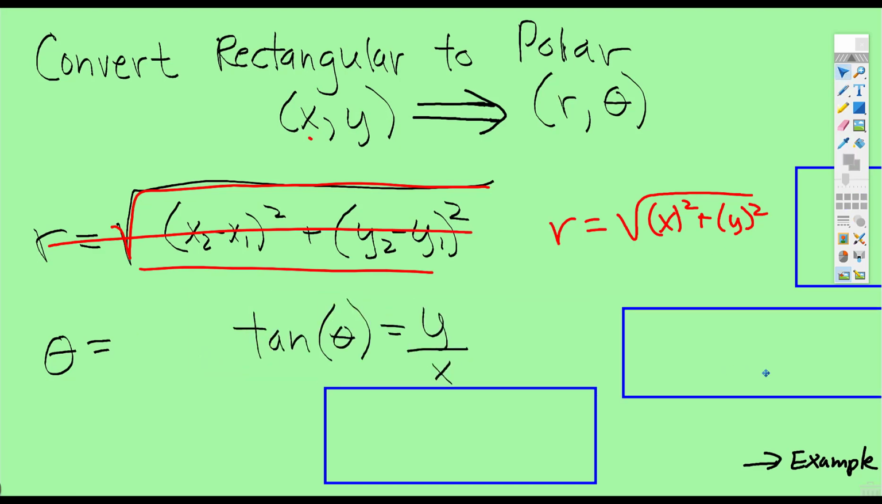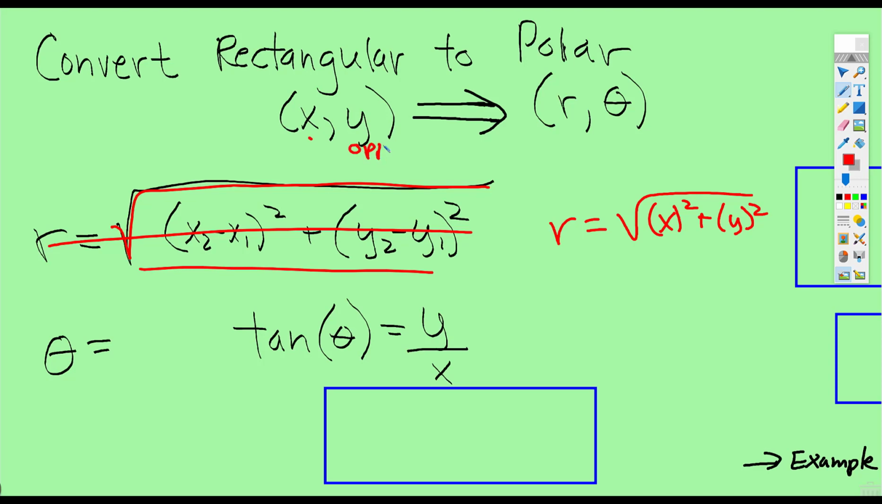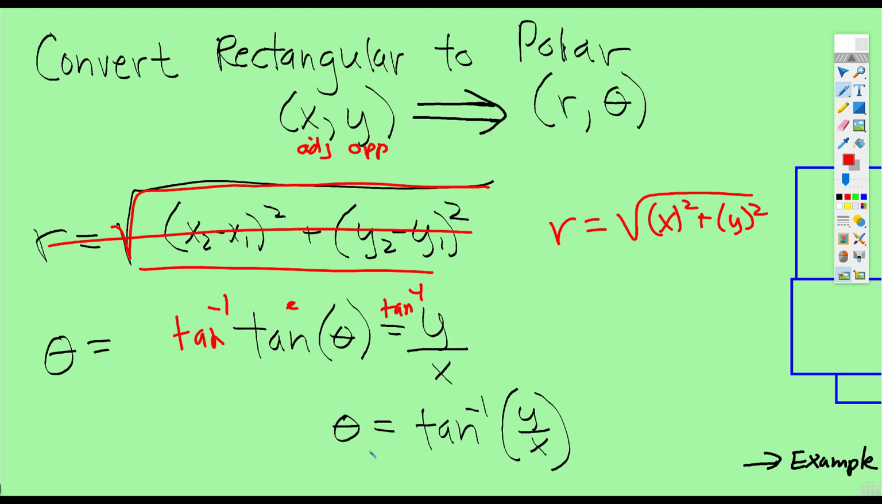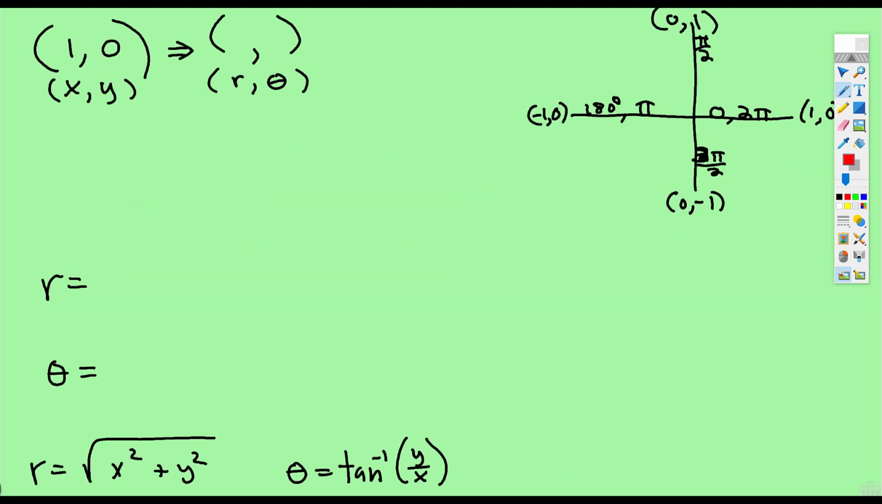And then theta, well, tangent of theta is y over x, because this is opposite over adjacent. But to get the theta by itself, we would take the inverse tangent of both sides. So from here forward, to find theta, you just set it up like this. Inverse tangent, the y value over the x value. So let's do an example.